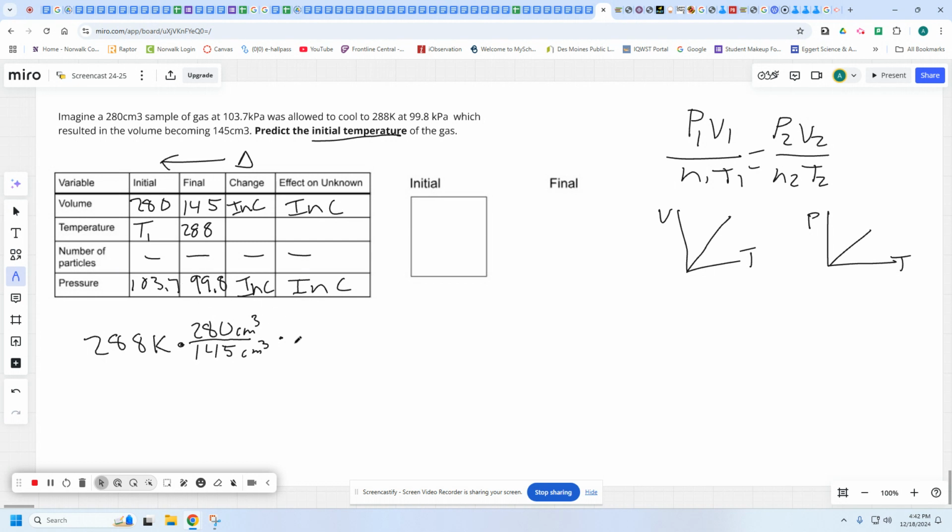Now I'm going to use the pressure ratio and the effect on the unknown. The unknown is temperature 1. So we said that if you go from final to initial, the pressure increased. And if the pressure increases, the temperature must have increased. So we got to make sure we set up the 103.7 kPa and the 99.8 kPa so that we end up with a larger increase rather than a decrease. So I'm going to stick the 103.7 kPa in the numerator and the 99.8 kPa in the denominator.